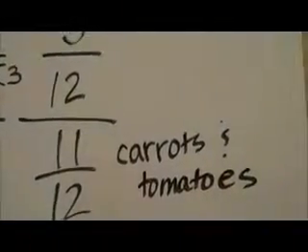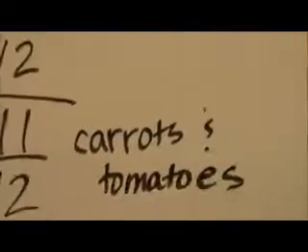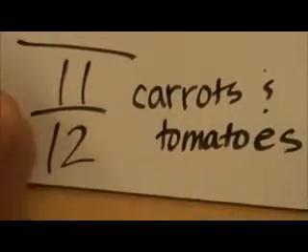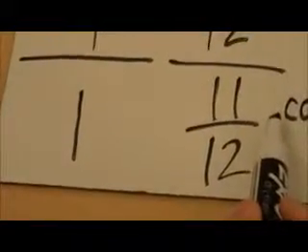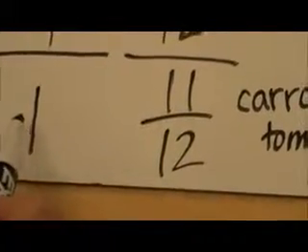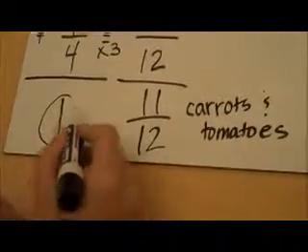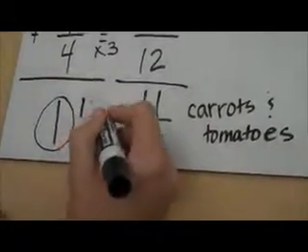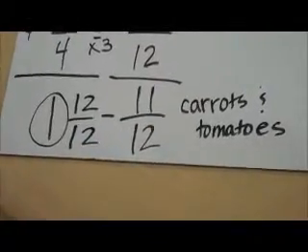Think back to Chapter 3. When we had one whole garden, we have to figure out now how many actual pumpkin plants there are. So if I have one whole, and I know that 11/12 of that whole are carrots and tomatoes, if we subtract 11/12 from the whole, that will tell us how many pumpkin plants there are. Well, if you think one whole, and we're subtracting 11/12, your one whole as a fraction is going to look like 12/12. And now we can subtract that.